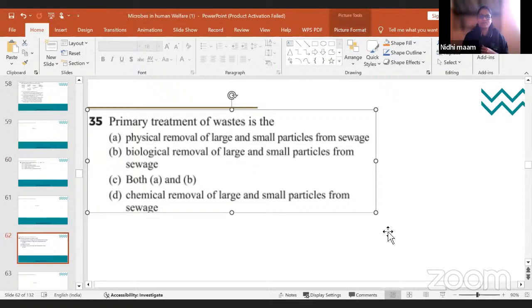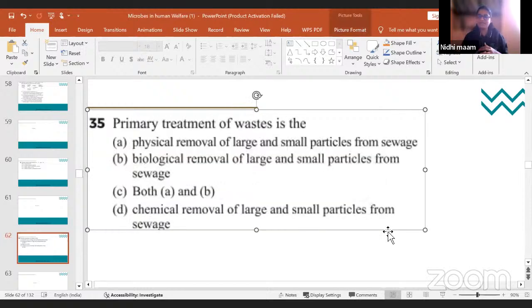Primary treatment of waste is the primary treatment. A is physical removal of large and small particles from sewage. B is biological removal of large and small particles from sewage. C both A and B. D is chemical removal of large and small particles from sewage. Swati MS answered it as option A.